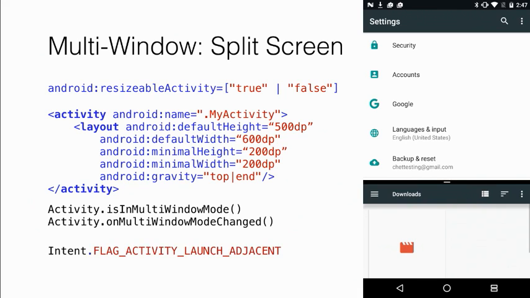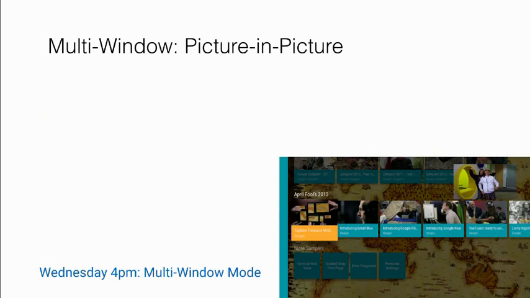And then finally, if you are in multi-window mode and launching another sub-activity that you would like to be side-by-side with yours, you can ask for it to be adjacent to yours. So go please check that out, and also check out the picture-in-picture mode.